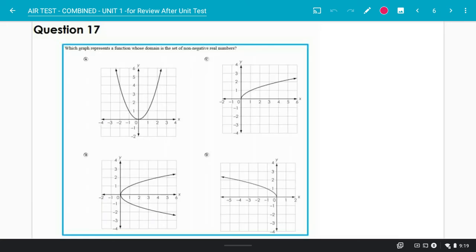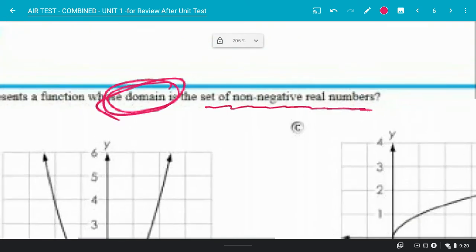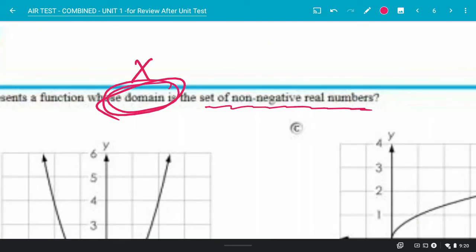all right. This should be an easy question. Which graph represents a function whose domain is the set of non-negative real numbers? What? All right. Some things in here to mess with you. First of all, domain. What is domain? X values. Okay, so we're looking for the x's, which is the set of what? Non-negative real numbers. What is non-negative? Why didn't they just say positive? Trying to trick you.